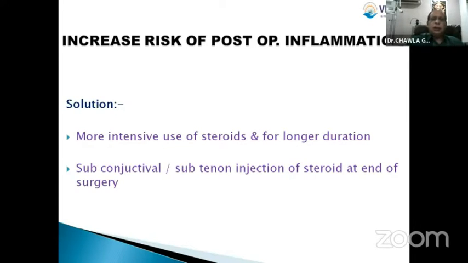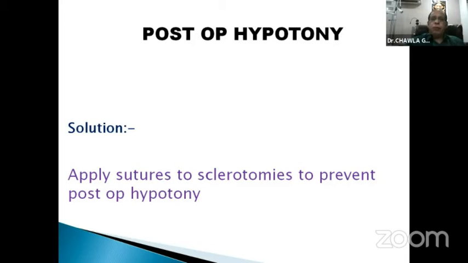There is an increased risk of postoperative inflammation because we have a longer duration of surgery. To prevent this, we have to use steroids more intensively and for a longer duration. One can give a conjunctival or subtenon injection at the end of the surgery. Some postoperative hypotony is also associated with this combined surgery. So to prevent that, one should not hesitate to apply a suture to the sclerotomy site.